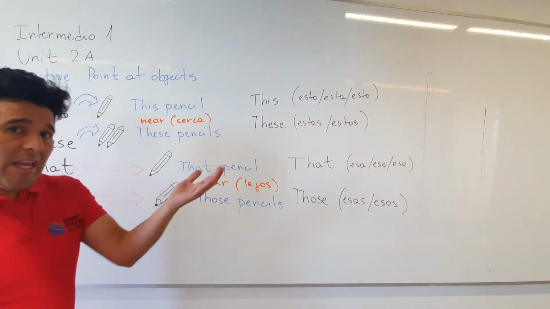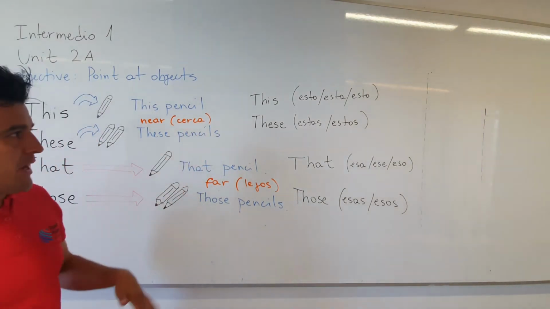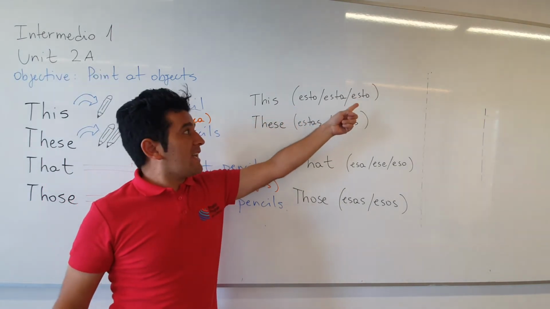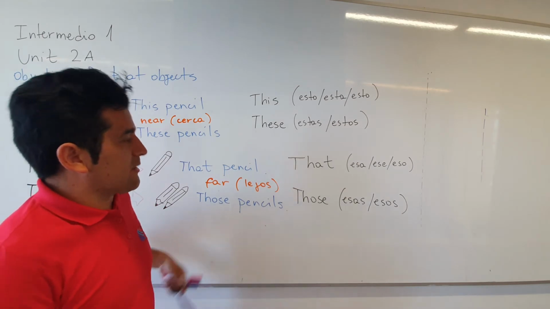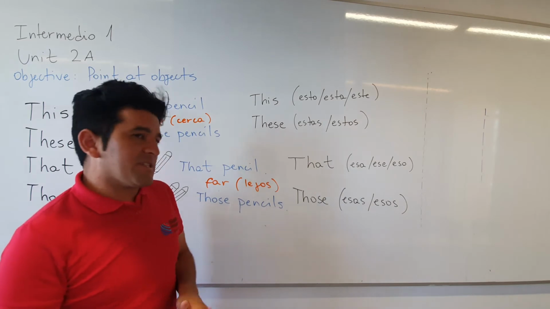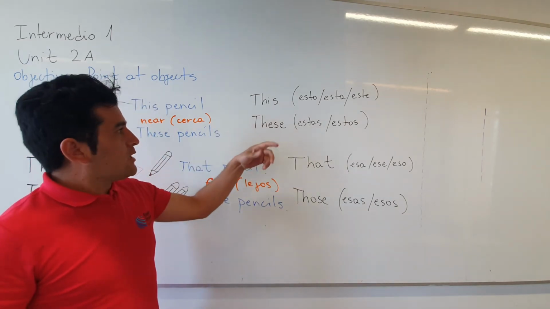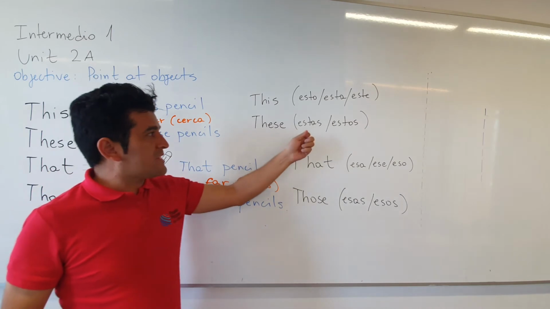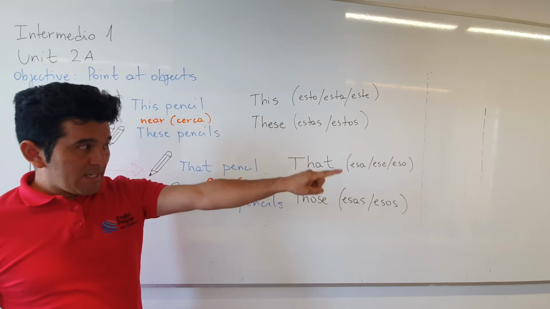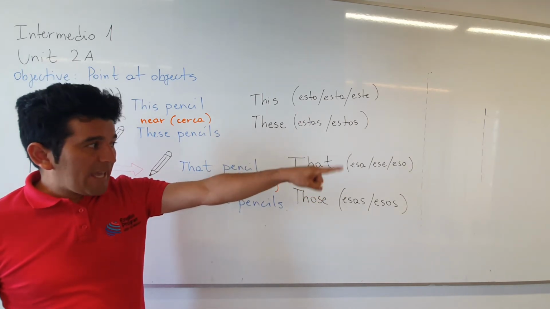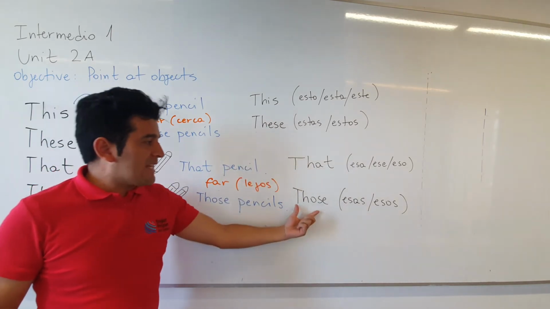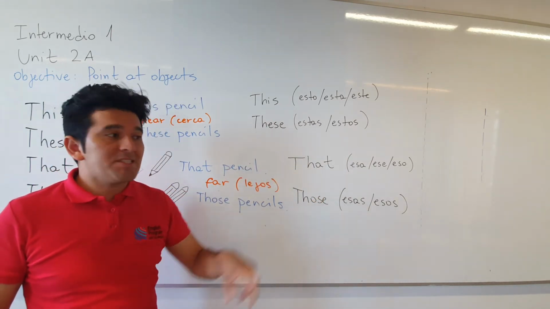Okay, let's continue, and now we are going to check the meaning in Spanish. For example, in the case of this, we say esta, esto. Oh, sorry, no, it's the same. In this case, it should be este. For example, este. Esta, este. So that would be this. Okay, in the case of these, we say estas, estos. Okay? In the case of that, means esa, ese, esa. Esa, ese, esa. Okay. And in the case of those, that means esas, esas.